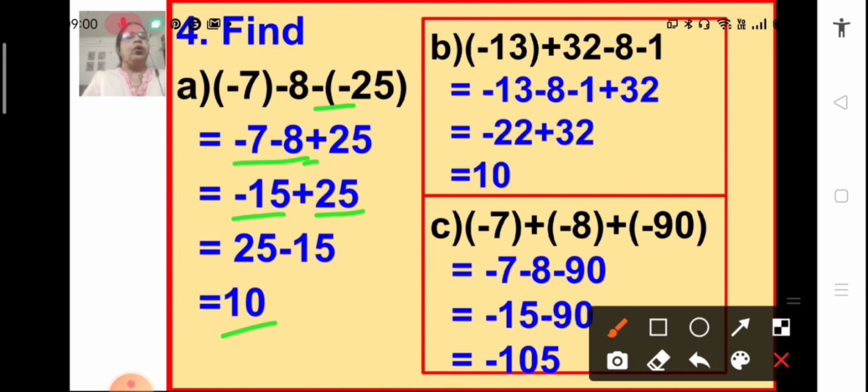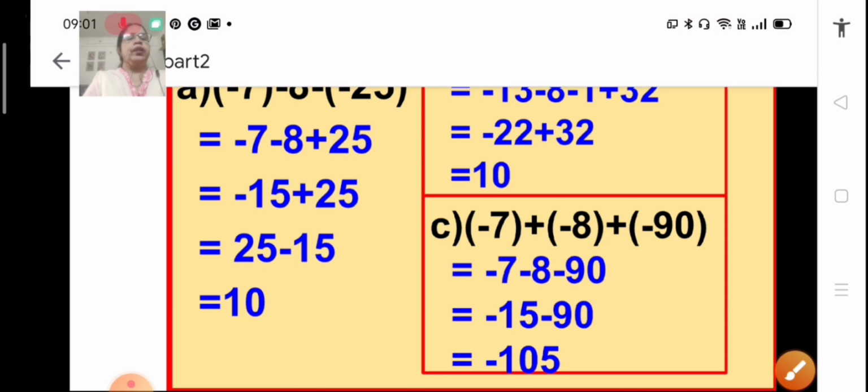B is negative 13 plus 32 minus 8 minus 1. So we take all the negative integers together, it becomes negative 13 minus 8 minus 1 plus 32. So when we add these three negative integers, we get negative 22 plus 32, and when we have one positive, one negative integer, we subtract, we get 10.